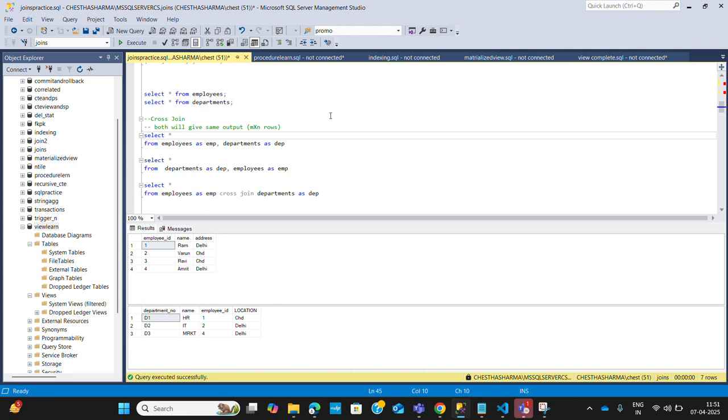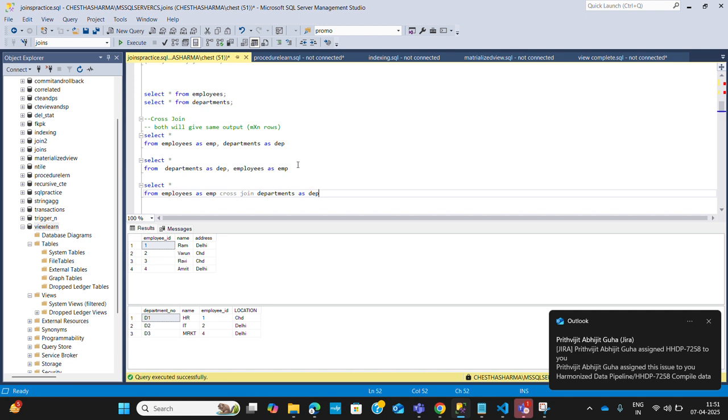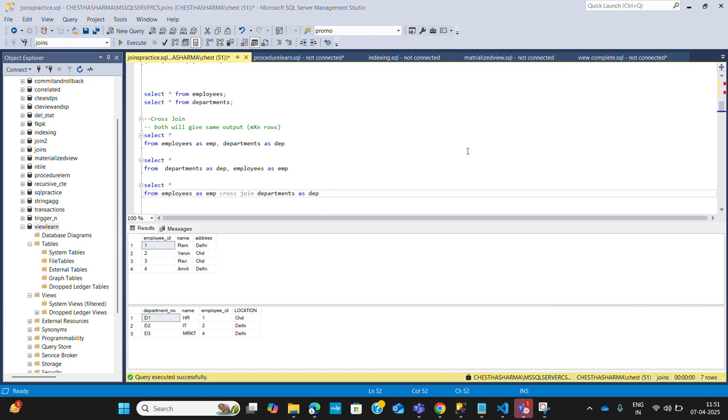Basically, there are three ways to write a cross join statement. First, we can write the employee table first and the department table second. Then we can write the department table first and the employee table second. And also we can write the first table CROSS JOIN second table. So these all three are the ways of doing the cross join.